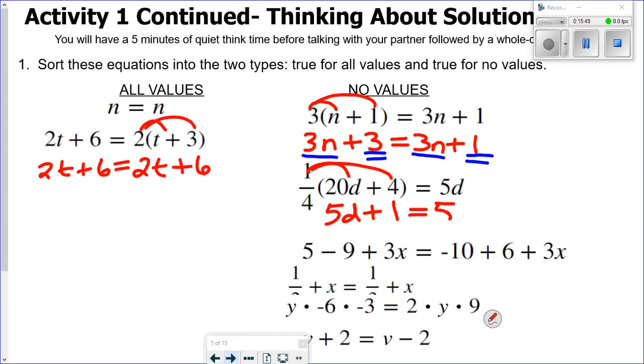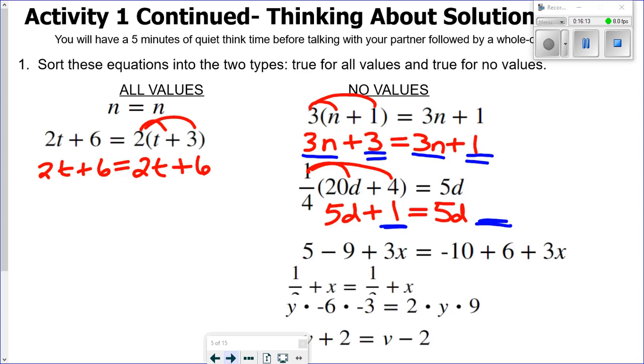On the right side, I just have 5D. So notice the 5Ds are equivalent. However, this left side has a +1 after distributing, and there is no +1 on the right side. So these two will never be equivalent or balanced. Therefore, there are no values that will work in this equation.